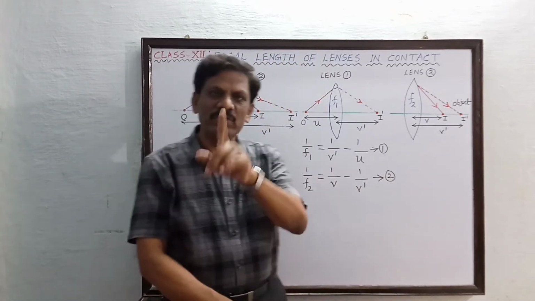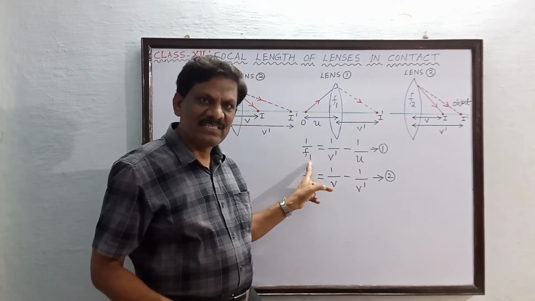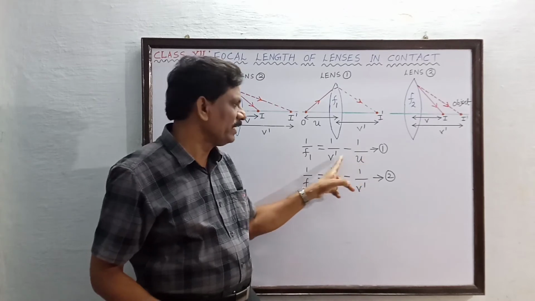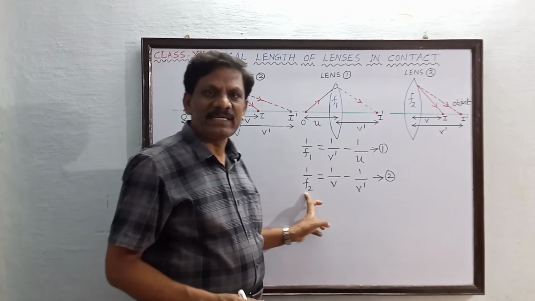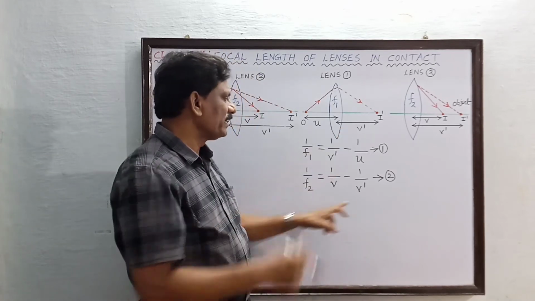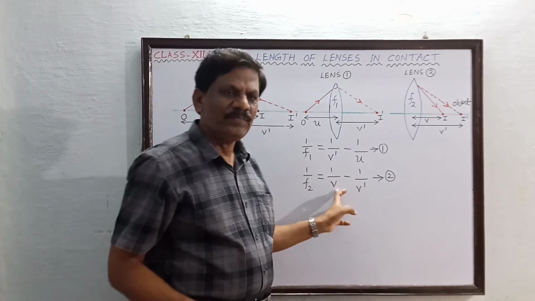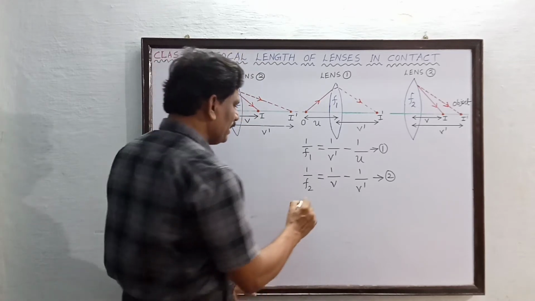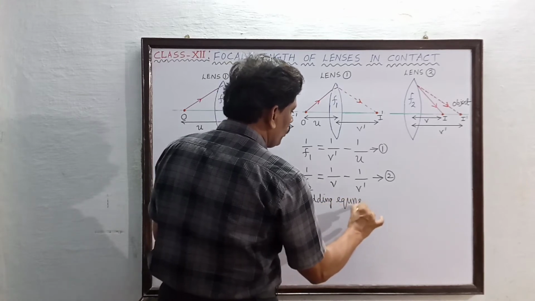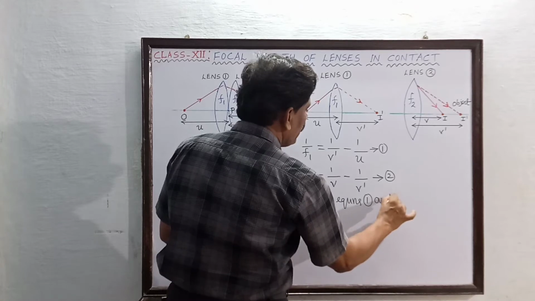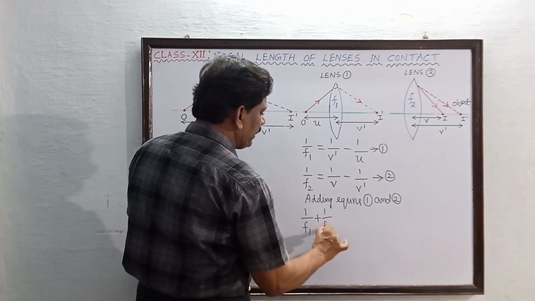Have you all understood the first two equations? So equation 1 relates the focal length of the first lens with its object distance u and image distance v dash. Equation 2 relates the focal length of the second lens, namely f2, with its object distance v dash and image distance v. Okay, now I am going to add these two equations. Adding equations 1 and 2, the left hand sides will become what? 1 by f1 plus 1 by f2.